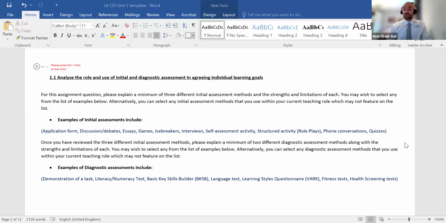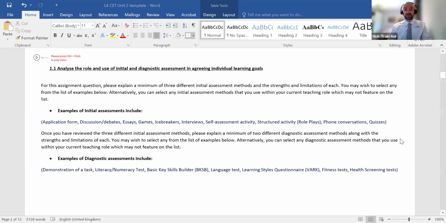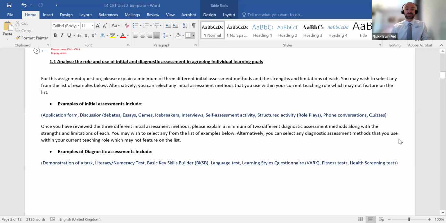Okay, everyone. So for Unit 2 of the Level 4 Certificate in Education and Training, we are starting with question 1.1, which is to analyse the role and use of initial and diagnostic assessment in agreeing individual learning goals. So this question is all about initial and diagnostic assessment. So it's really investigating which initial and diagnostic assessment methods you use within your own teaching and training.